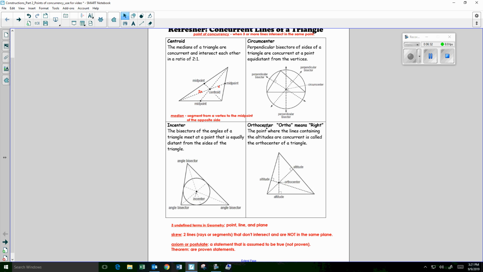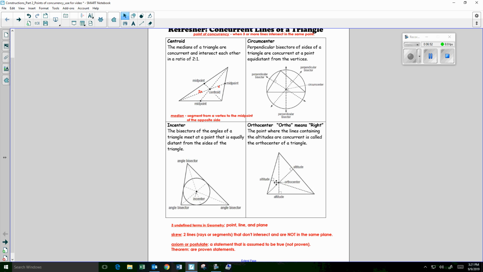Lastly, we have ortho. So ortho means right, so you're doing right angles or altitudes. Another word for altitude is the height. The height always goes from the vertex down to the opposite side, called the base, and it's at a 90-degree angle. So an altitude or height of a triangle are the same thing.